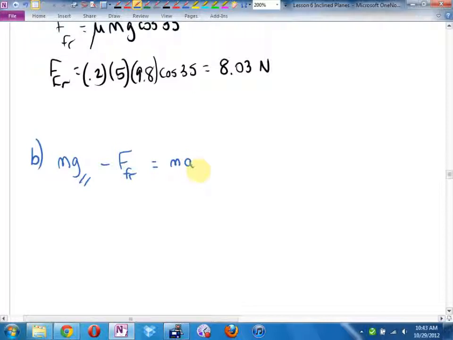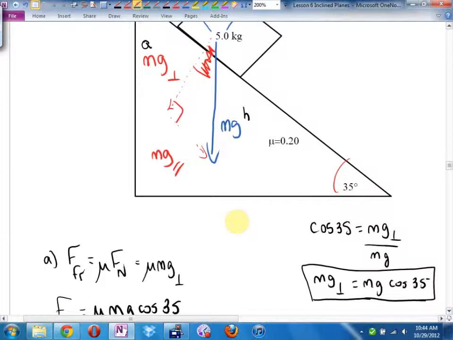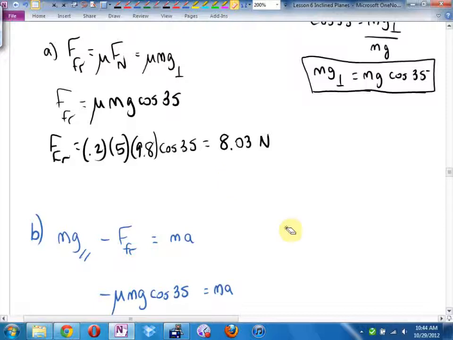Now, we did calculate the force of friction. I know it's 8.03, but I'm going to actually plug in all the variables just so you can see what it looks like. Because friction, we said, was mu mg cos 35. Let's go look at parallel. Mg parallel: opposite, adjacent, or hypotenuse? It's opposite. In fact, it's going to be, believe it or not, sine. Mg parallel is mg sine 35. Where I used to see an mg parallel, I can replace it with an mg sine 35.